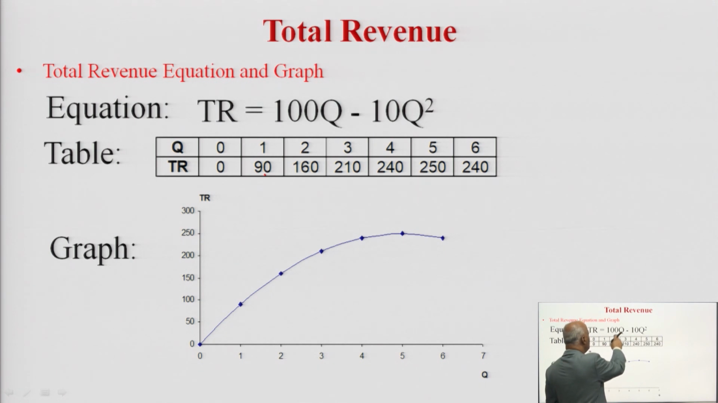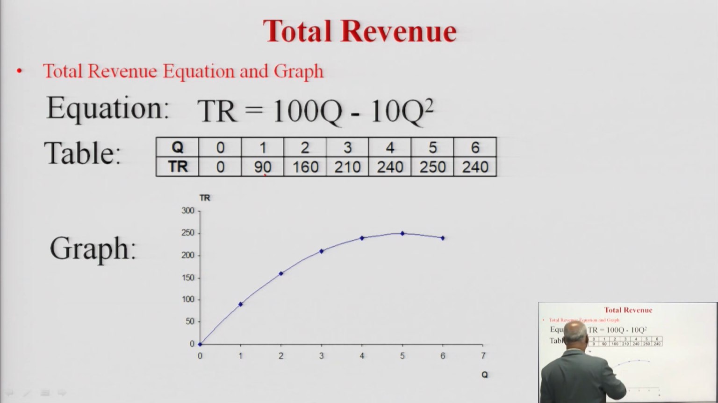Similarly, when q is 2, 100 multiplied by 2 is 200, and 2 squared is 4, and 4 multiplied by 10 is 40. So, 200 minus 40 is 160. Like that you will calculate the total revenue given this TR equation.